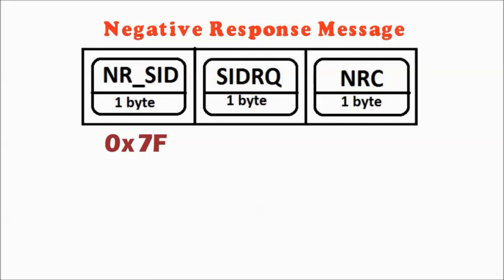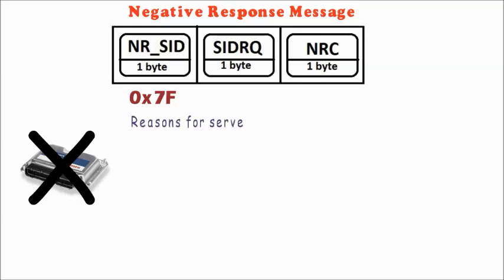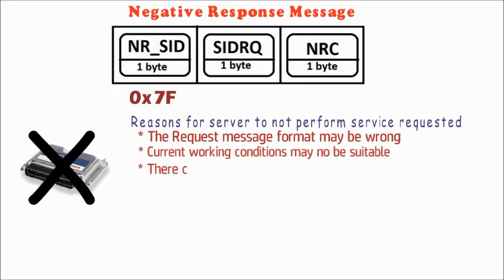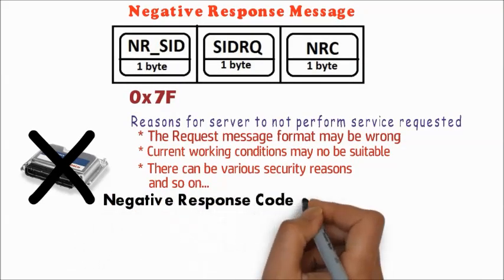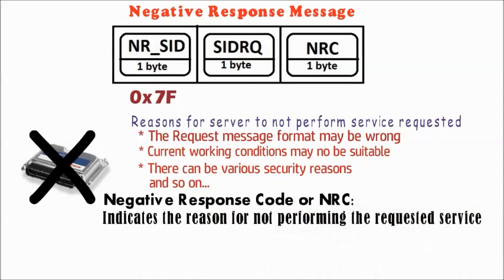As we know, a negative response is sent due to the server not being able to perform the requested service for some reason. There can be various reasons for the server to not perform the requested service. The requested message format may be wrong, the current working conditions of the server may not be suitable, there may be various security reasons, and so on. So, in the negative response message, the server mentions a code called the negative response code or NRC, which indicates the reason for not performing the requested service.